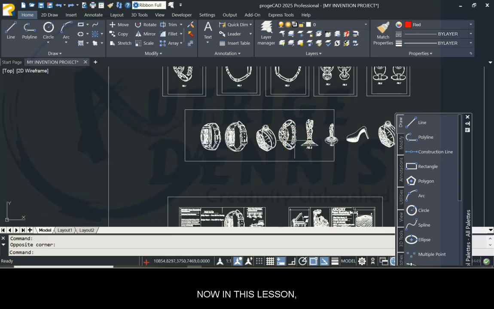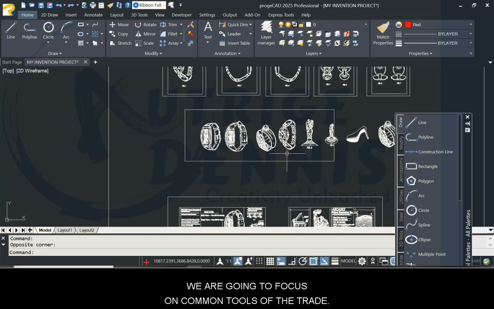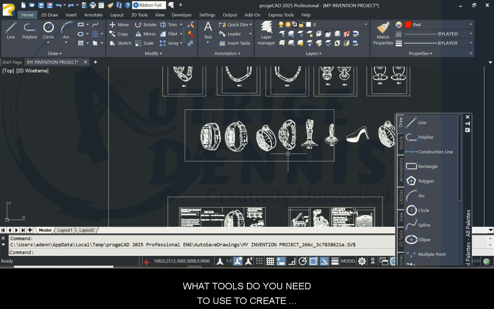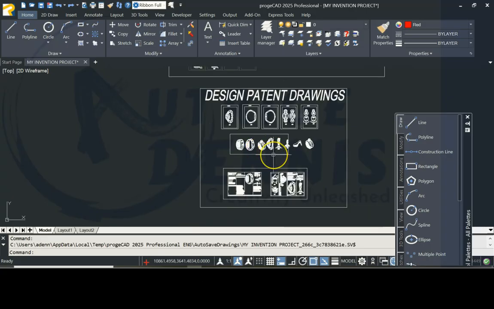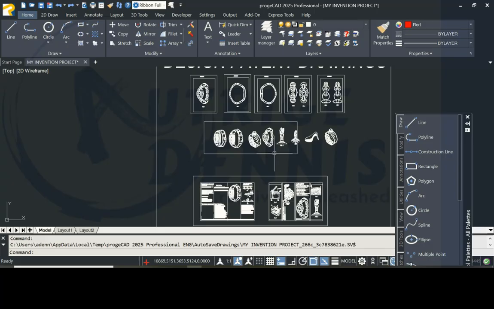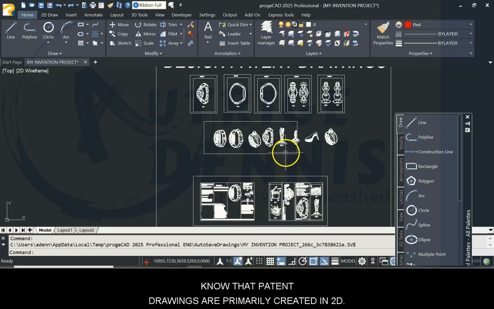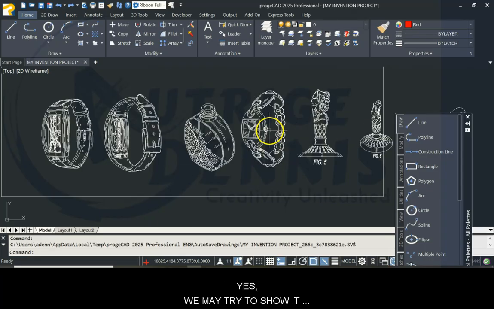Now, in this lesson, we are going to focus on common tools of the trade. What tools do you need to use to create these patent drawings? Well, by now you should know that patent drawings are primarily created in 2D. Yes, we may try to show it in perspective, but it's still 2D perspective.